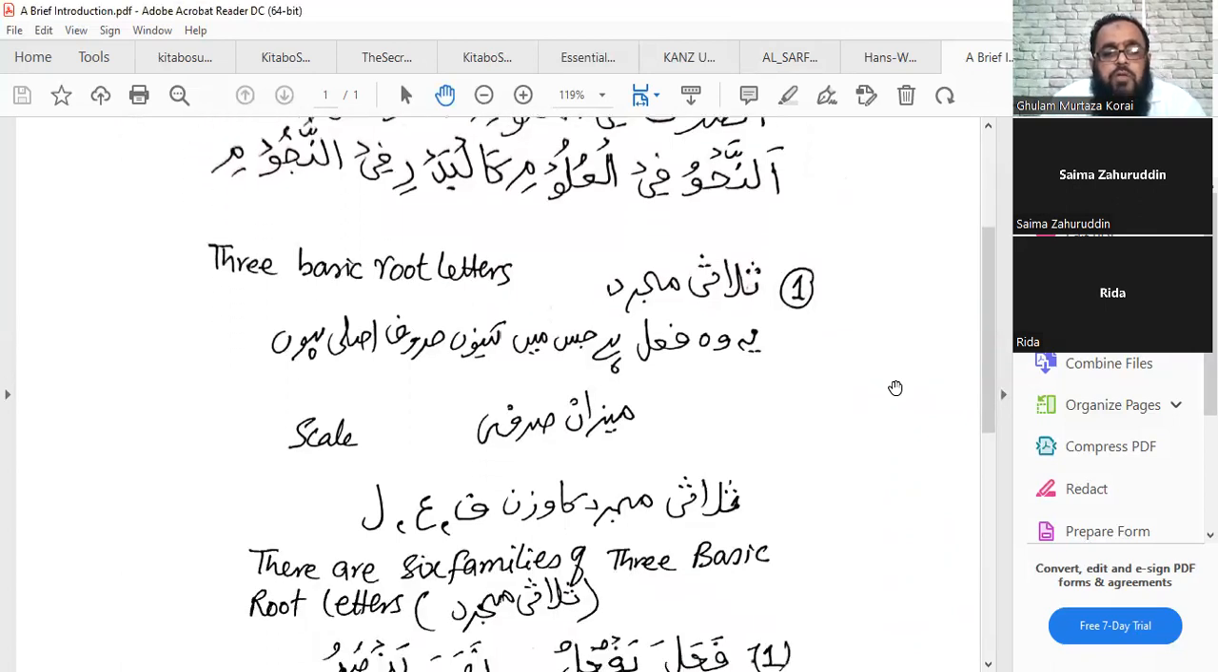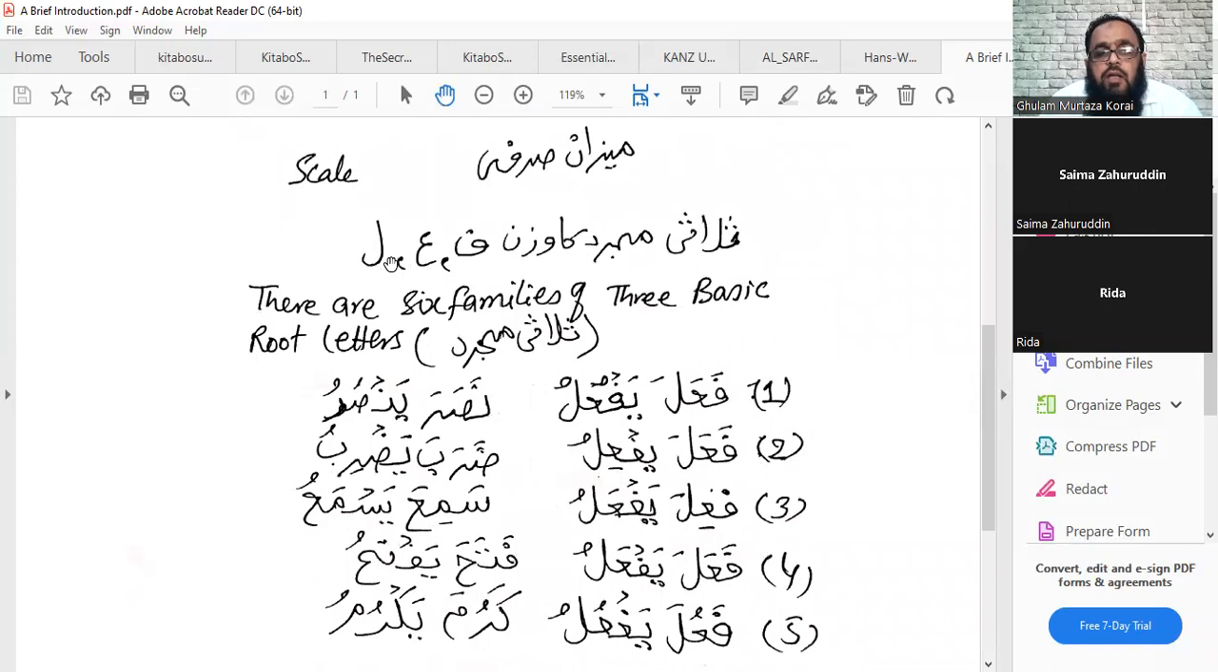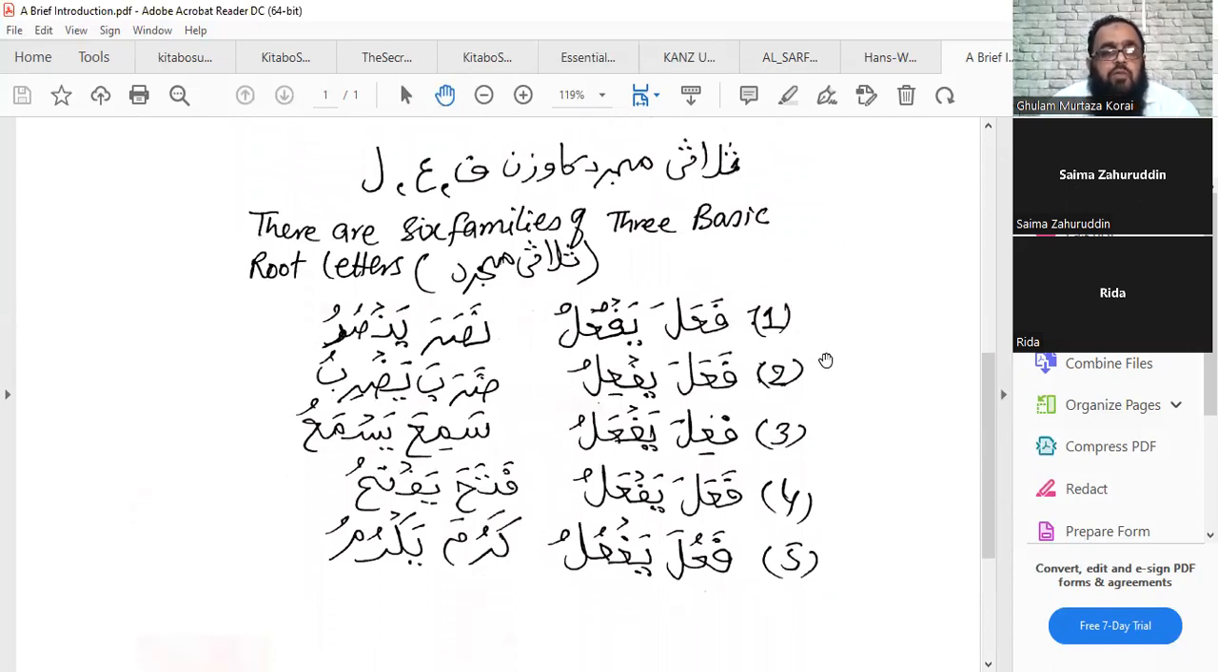Come now, we are going to discuss this. I've written fa, ain, lam, the mizan sarfi, that is the scale for thulathi mujarrad. The scale consists of three letters, fa, ain, lam. There are six families of three basic root letters. Six chapters are six families of thulathi mujarrad. What are those? Let's start.